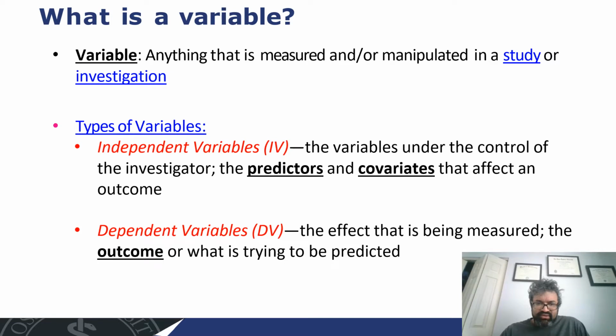So here's the key: independent variables are predictors, and dependent variables are outcomes. Just remember that. So dependent variable, outcome; independent variable is predictor. Got it?